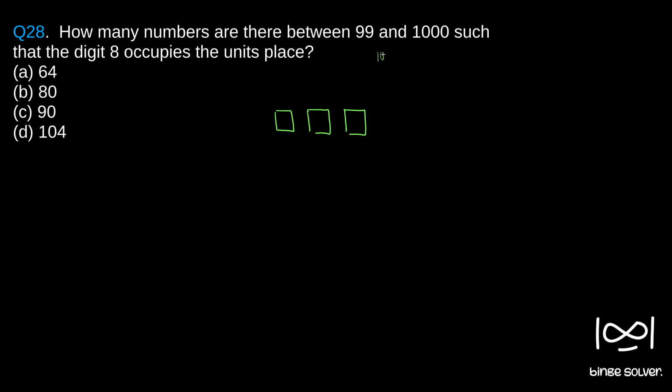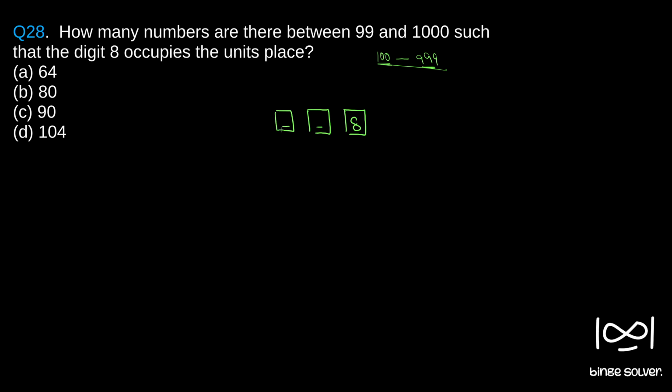So 100 to 999, including 100 and 999. So all are 3 digits. And it is said 8 occupies the unit place. So 8 is here, but we don't know which digits come in the other places. So we can simply multiply the total number of possibilities. Here it is not said whether the digits repeat or should not repeat, so we can assume they can repeat. So how many cases are there?